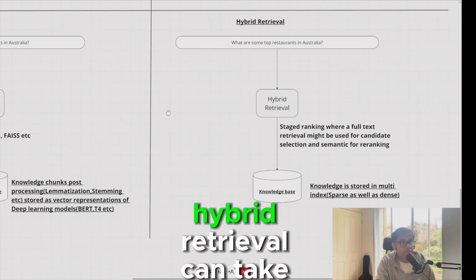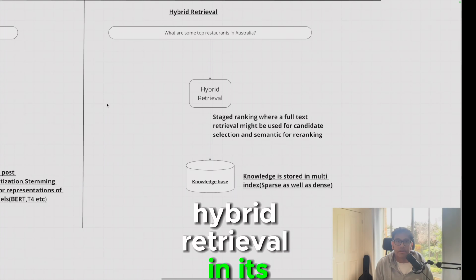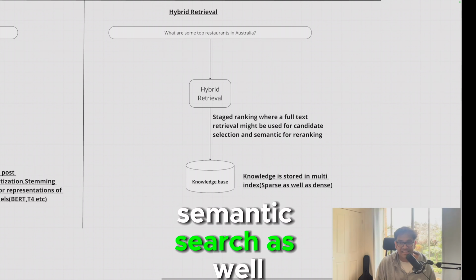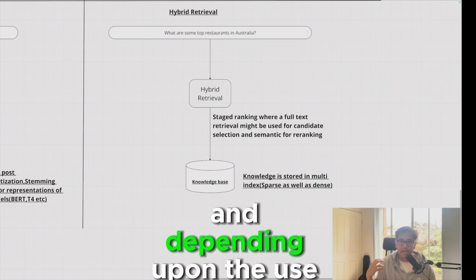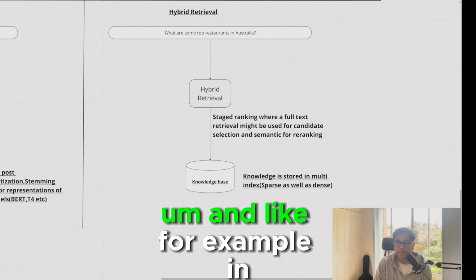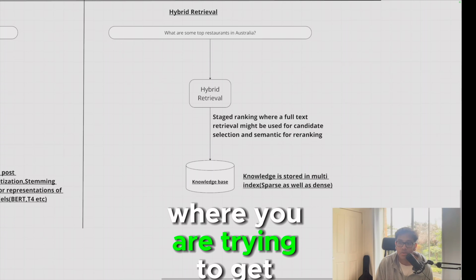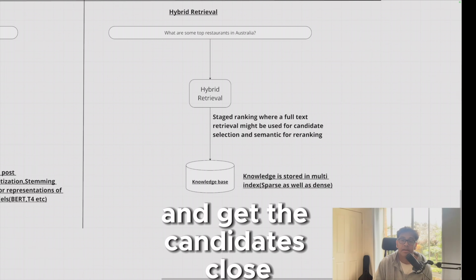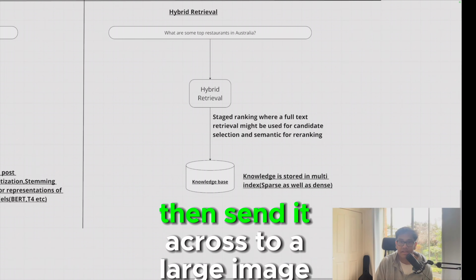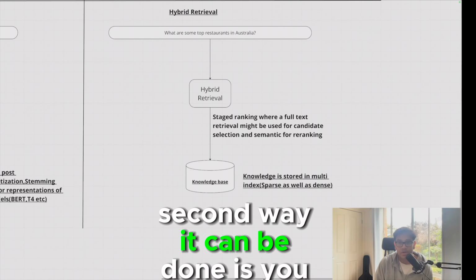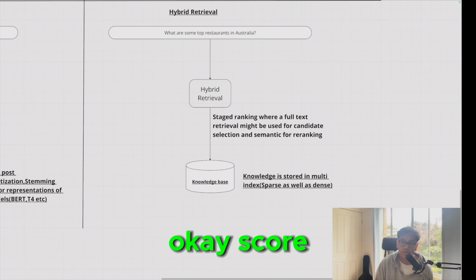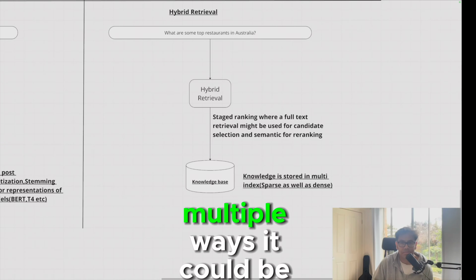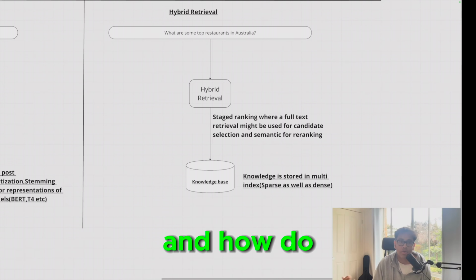And finally is hybrid retrieval. Hybrid retrieval can take multiple forms. In essence, it is where you try to take the best of, let's say, semantic search as well as text search as well as probably exact search, and depending upon the use case you might use all of them. For example, in the first stage where you are trying to get candidates before the re-ranking, you might just use a full text search and get the candidates. Post that, you might use a semantic search to re-rank them and then send it across to a large language model. The second way it can be done is you can come up with a score, and that score could be based on full text search as well as semantic search. You add them and then send it across. So multiple ways it could be done, depending upon your experimentation and how you model it.